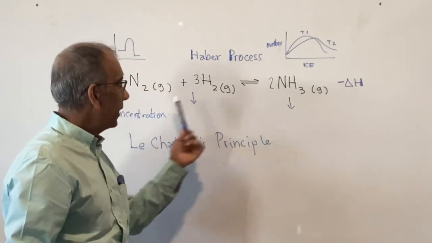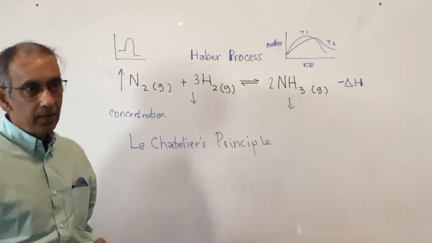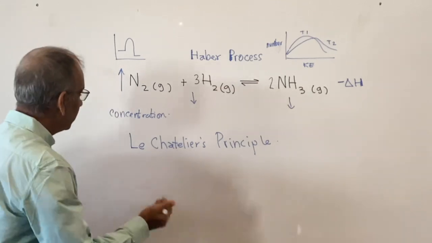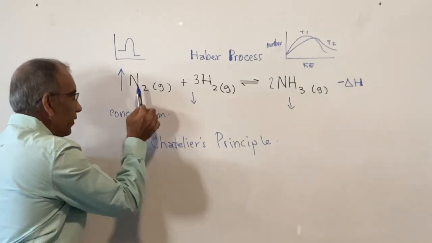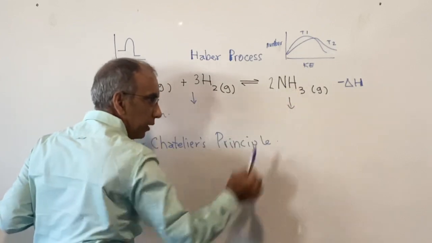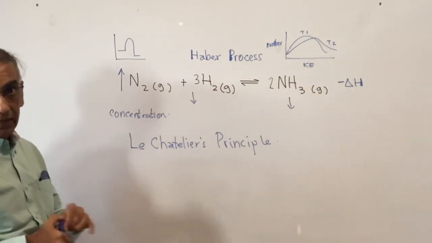Both. This side or that side? Both, you think? Anybody else? I didn't understand what you said. You have nitrogen and hydrogen and they give ammonia, right? Right. Now we understand. Tell me if you understand.